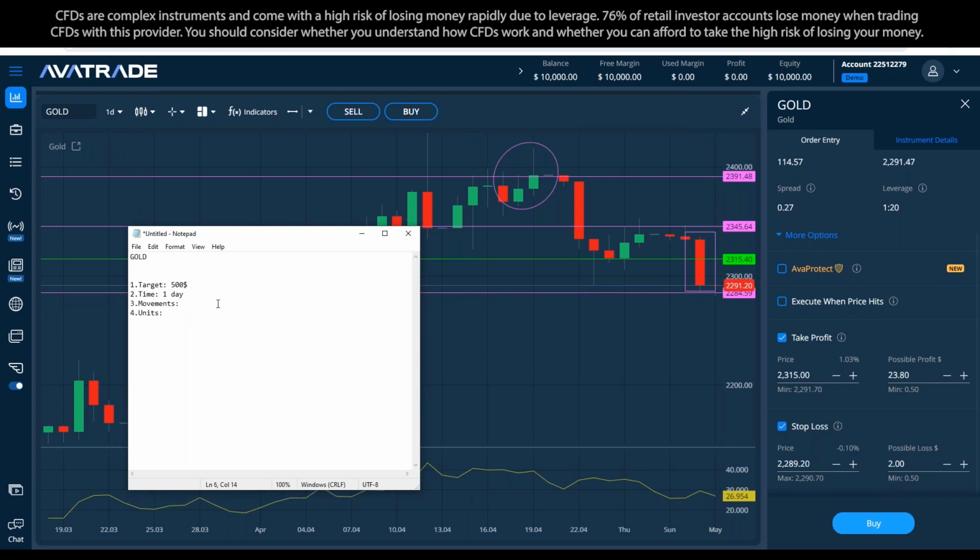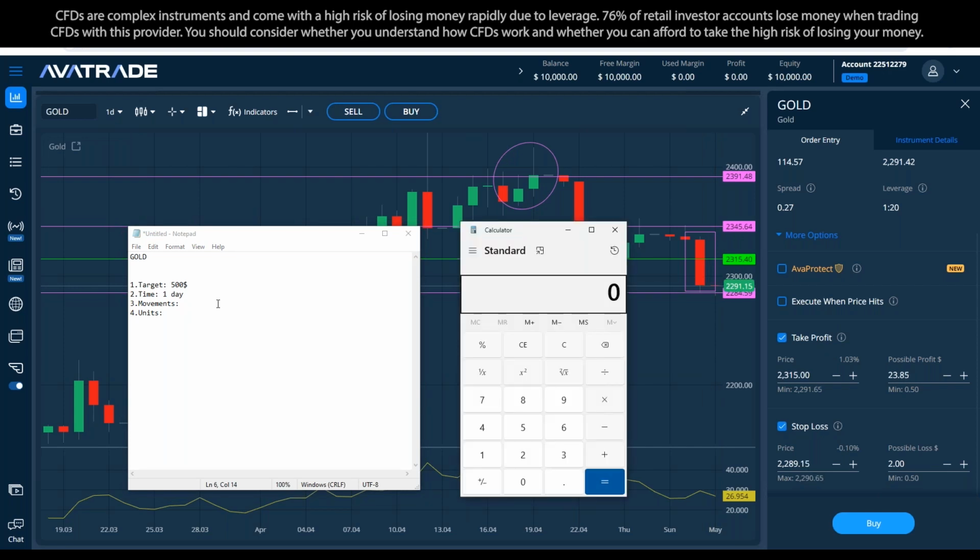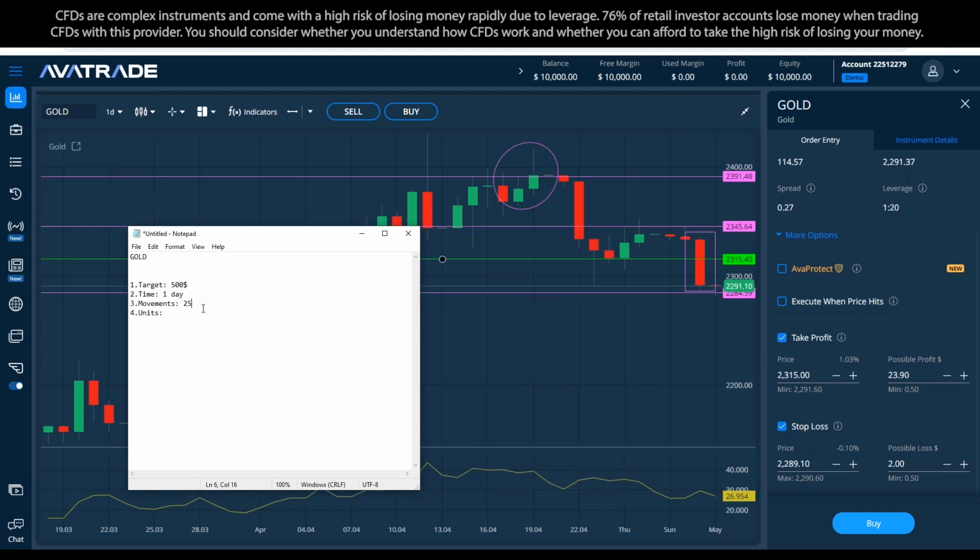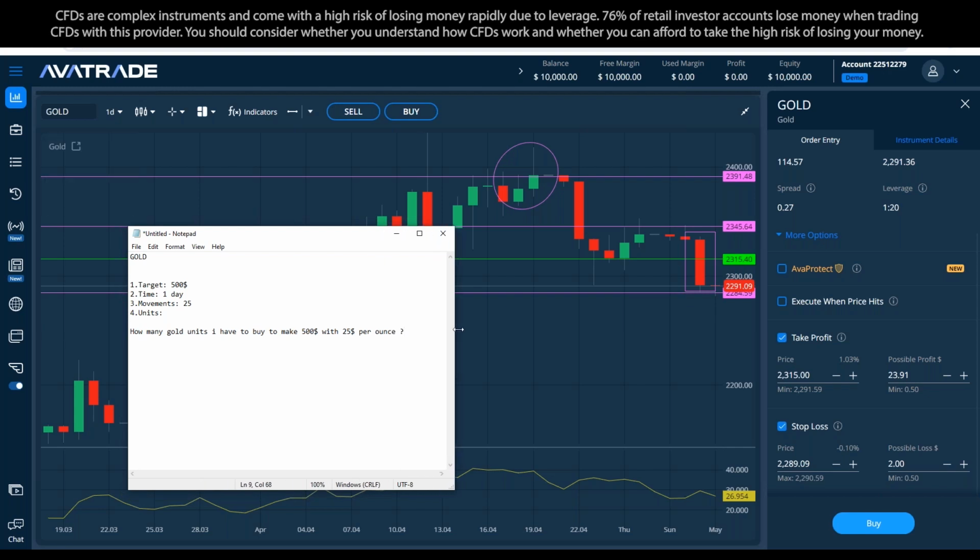And in here, I'm going to write down, let's see how many dollars away is that? 2340.19 minus 2315, that's $25. Okay, not bad at all. Okay. How many gold units do I have to buy to make $500 with $25 per ounce? What do you guys think? How many do I need?